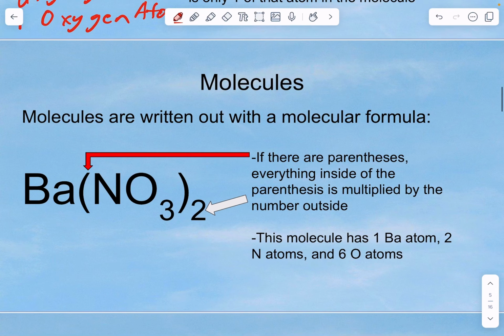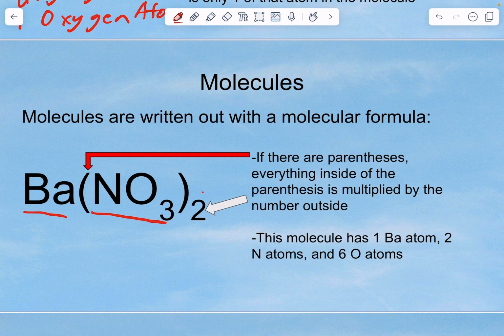Sometimes molecules are written with parentheses. What that means is everything inside the parentheses is being combined with each other, and everything in the parentheses is bonded to the things outside the parentheses. For example, nitrogen and 3 oxygens are being combined with the barium, the Ba.